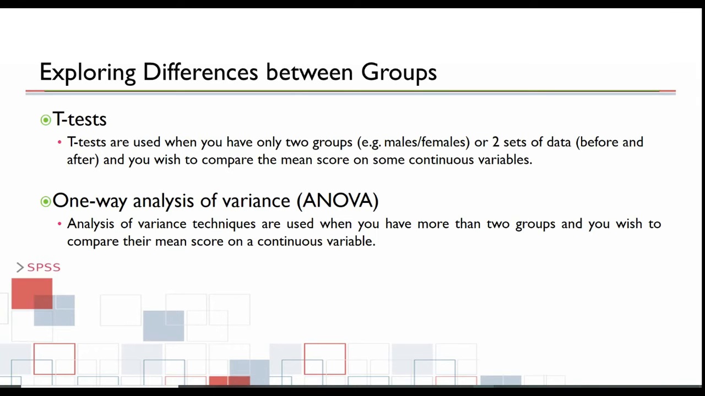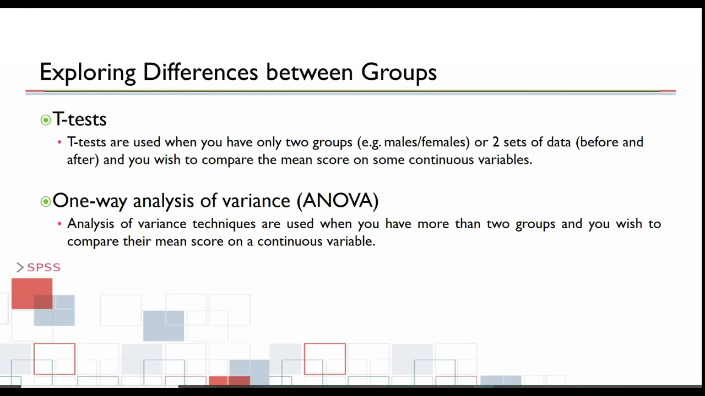One-way analysis of variance or ANOVA. Analysis of variance techniques are used when you have more than two groups and you wish to compare the mean score on a continuous variable. It is an extension of the t-test. In the t-test, we have only two groups, male, female. In one-way ANOVA, we have more than two groups, like ethnicity. Malay, Chinese, Indian. We have three groups, right? So we need to run one-way ANOVA in that case. Okay, if the categories consist of more than two groups.